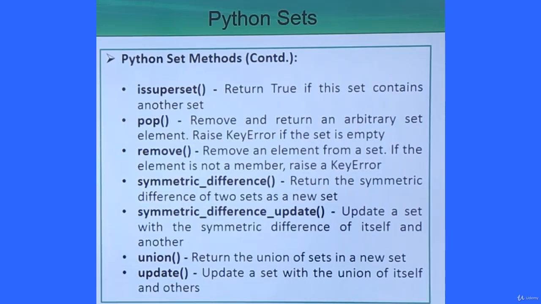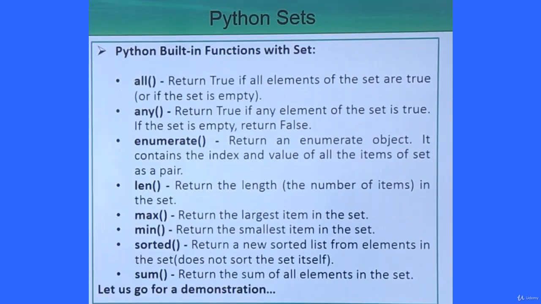Next is all, which returns true if all elements of the set are true. These are the Python built-in functions which are also applicable to sets. Any returns true if any element of the set is true. Enumerate returns an enumerate object. It contains the index and the value of all the items of the set as a pair. The index, that is the position number, and the value will form a pair, and that will be the output here.